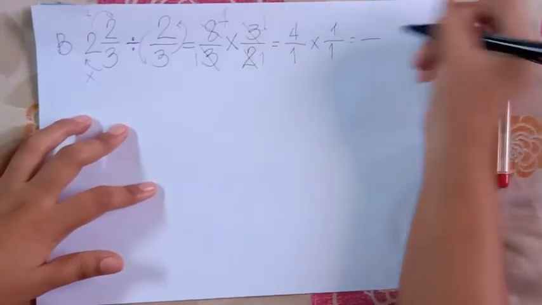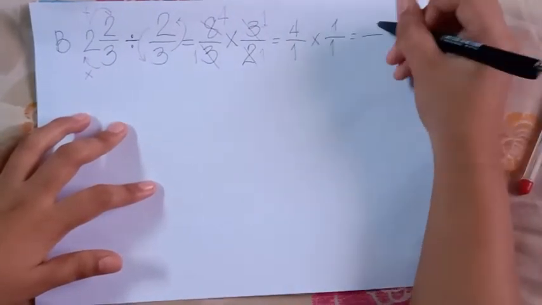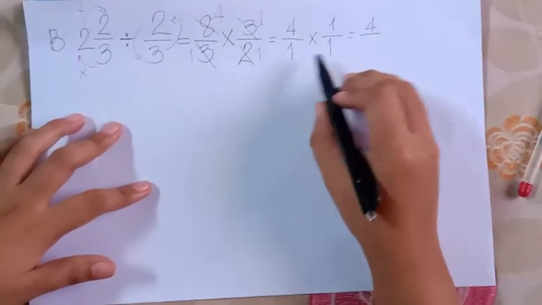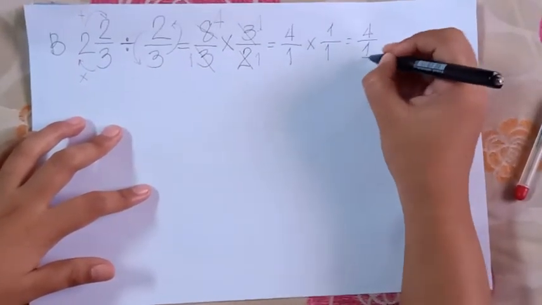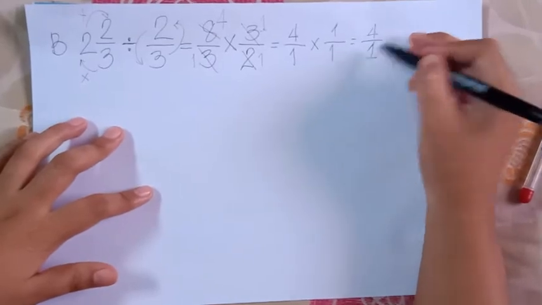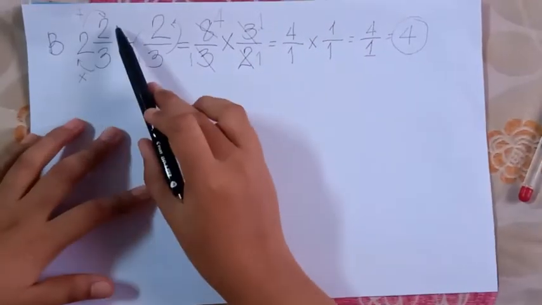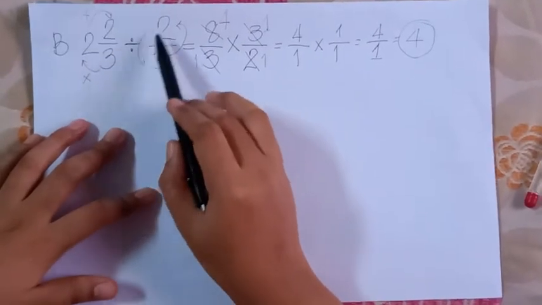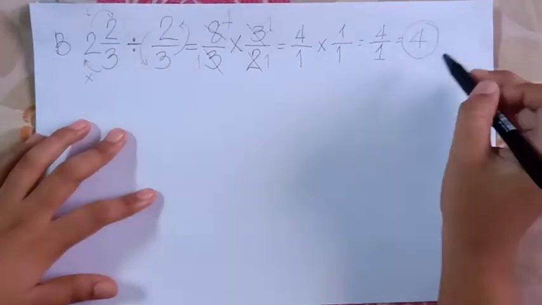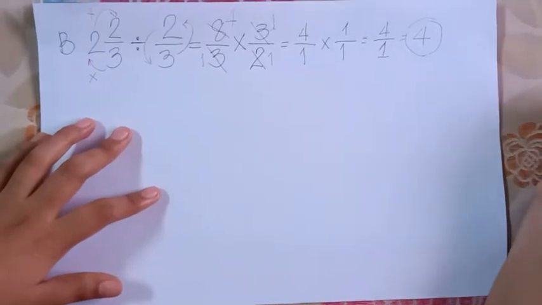So we now multiply them. 4 times 1 is 4. 1 times 1 is 1. So we need to divide them. 4 divided by 1 is 4. So we can say that 2 and 2/3 divided by 2/3 is equal to 4.